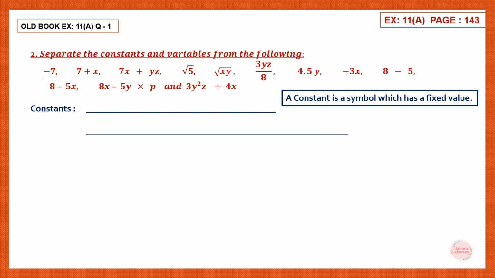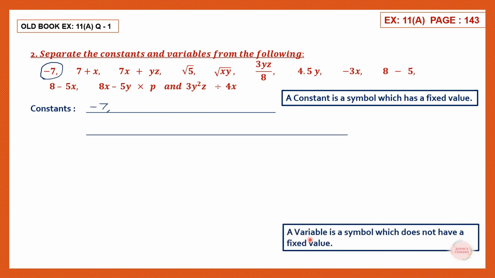Now look at the first one, minus 7. The value of minus 7 will remain the same wherever it is. So that is minus 7, and that is a constant. Now look at the next one. Here we have 7 plus x. Now here x does not have a value given. The value of x can keep changing. So x is called a variable.